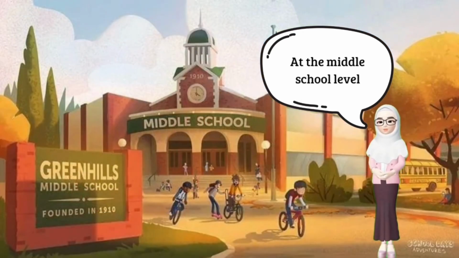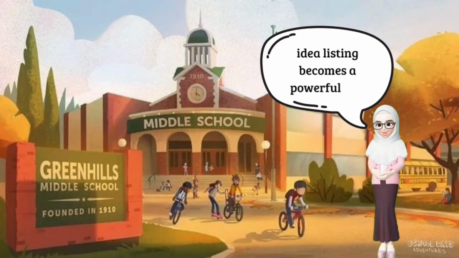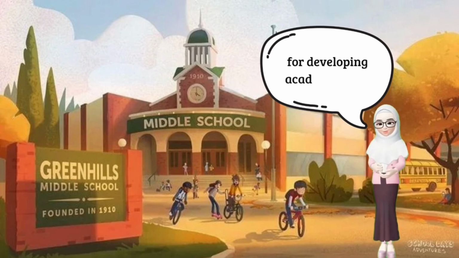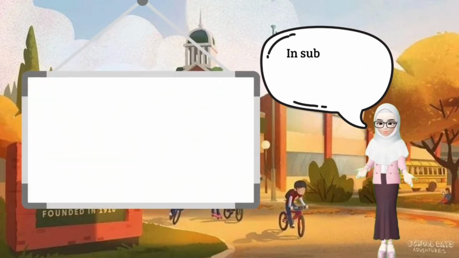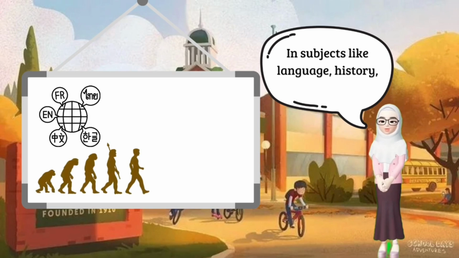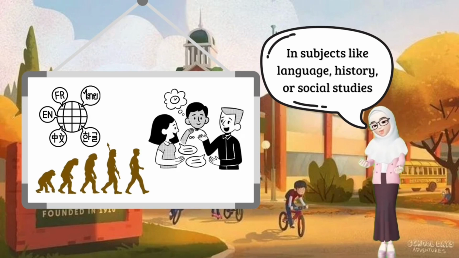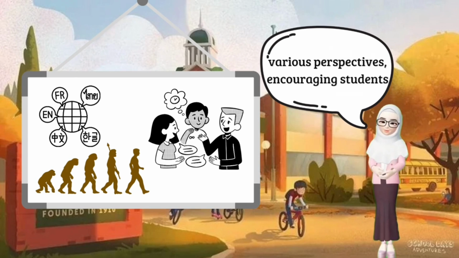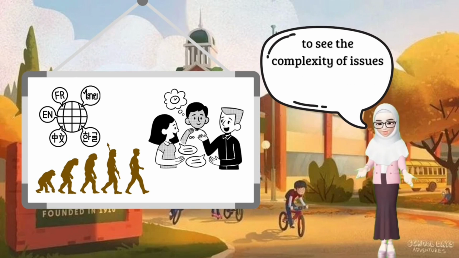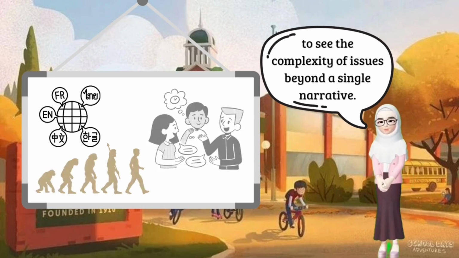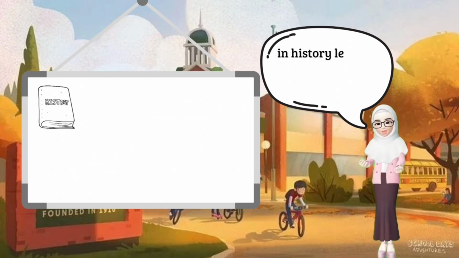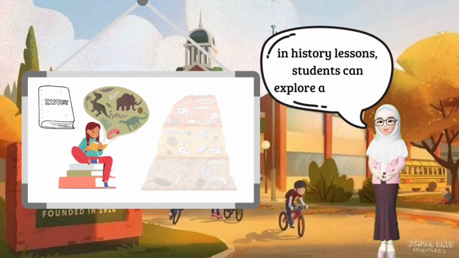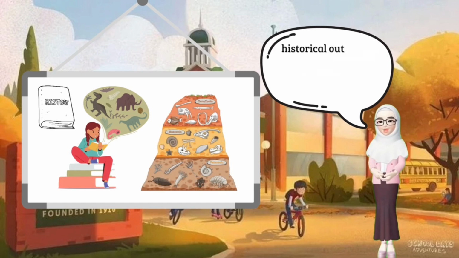At the middle school level, ideal listing becomes a powerful tool for developing academic skills. In subjects like language, history, or social studies, this method can help analyze events from various perspectives, encouraging students to see the complexity of issues beyond a single narrative. For instance, in history lessons, students can explore alternative historical outcomes or motivation behind historical events.